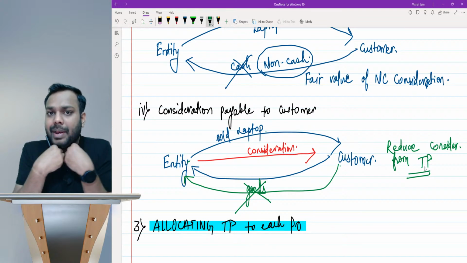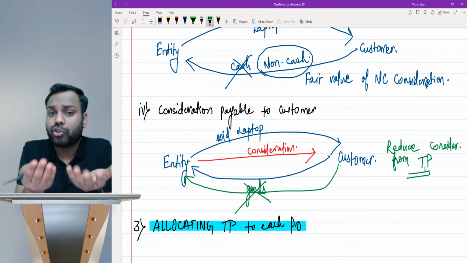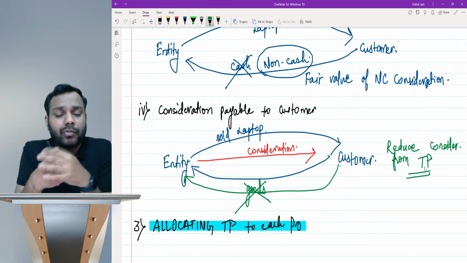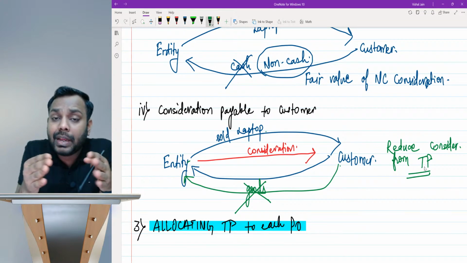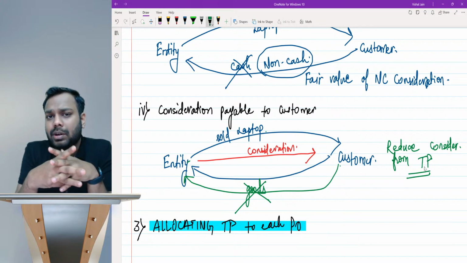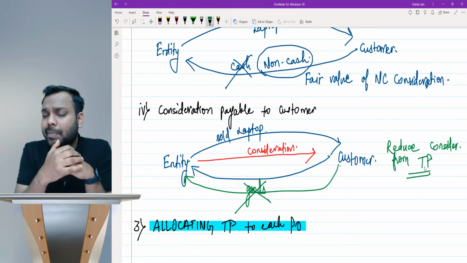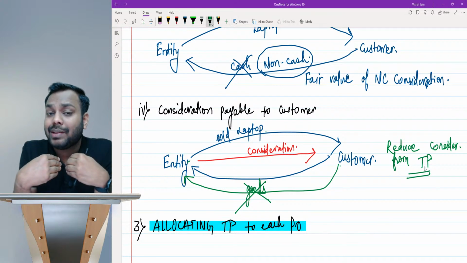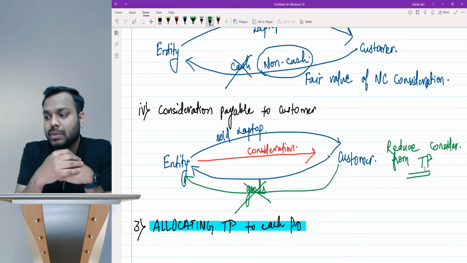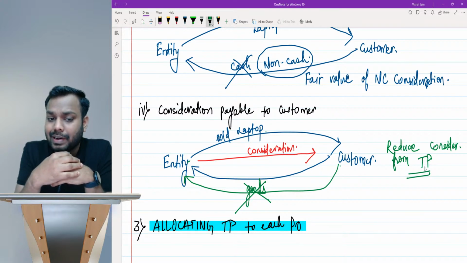Basically, let's suppose I am an entity and you are supposed to pay me a fee of rupees 15,000, and I am paying you 1,500 back, sort of a cashback, right? So what is the transaction price? 15,000 minus 1,500 is 13,500, right? So that is the transaction price. Is that clear, everyone? The consideration payable to the customer.